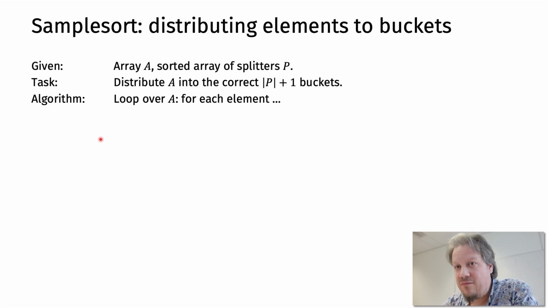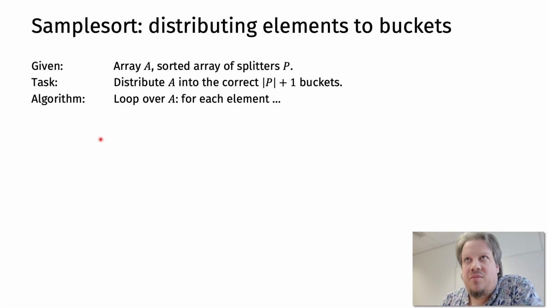So we're going to say we have our array and we already have our sorted array of splitters. And the task that we will now consider is we want to distribute the entire array into the correct cardinality of p plus 1 buckets. Because if we have p splitters, then we get p plus 1 buckets.